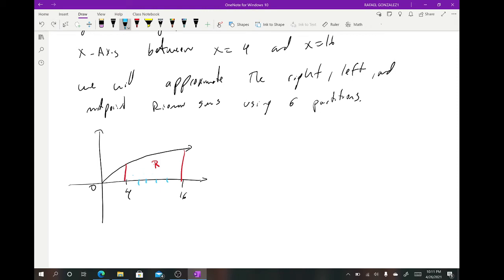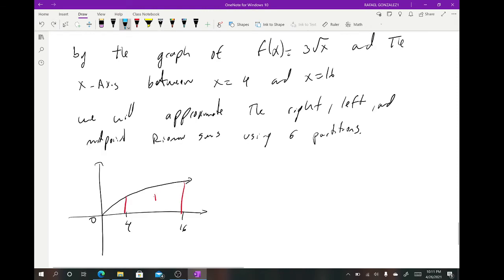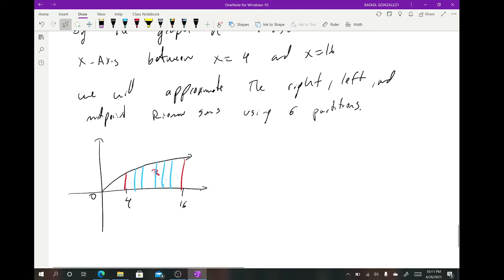Actually, this is not even the best way to do it. The best way to do this is, so you have 1, 2, 3, 4, 5, and 6. Yep. So you just cut them in half. So you have 6 partitions here. And the question is, first of all, what is the width? What is the endpoint? And then what is the Riemann sum?